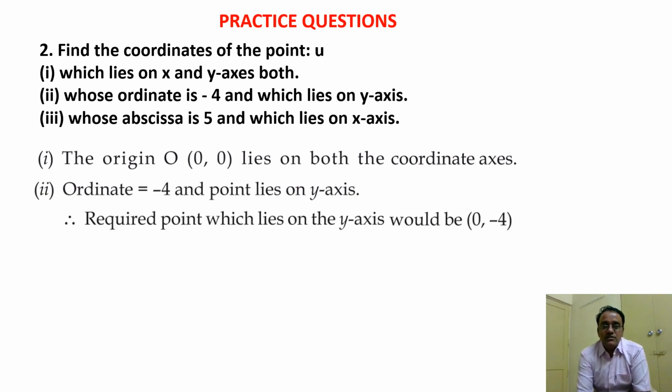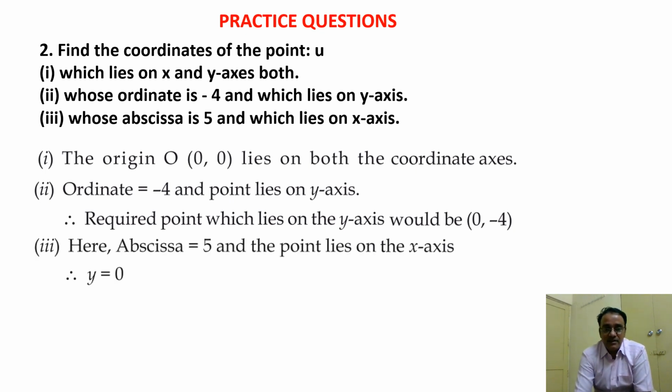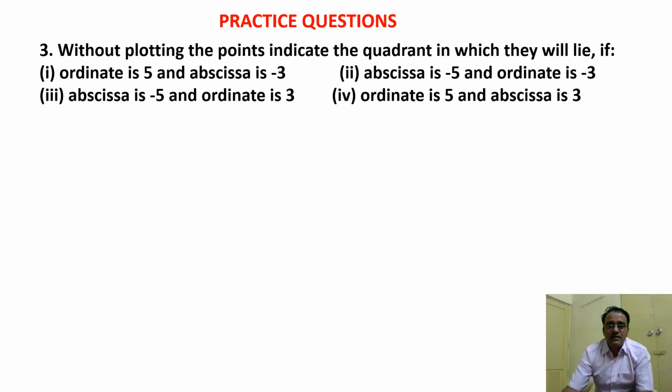Next one, whose abscissa is 5 and which lies on the x-axis. Again, a point on the x-axis has y coordinate 0, and here the abscissa, meaning the x coordinate, is given, so its point is (5, 0). Now we'll move toward question number 3.